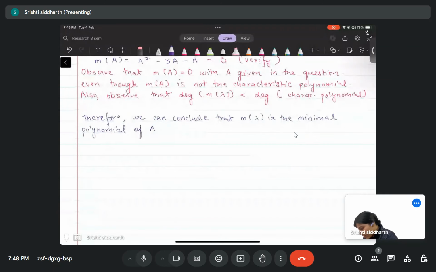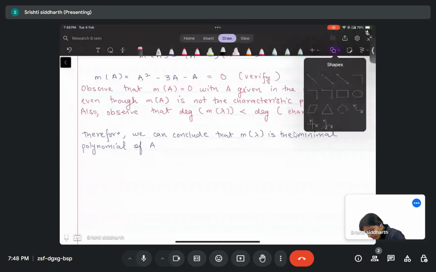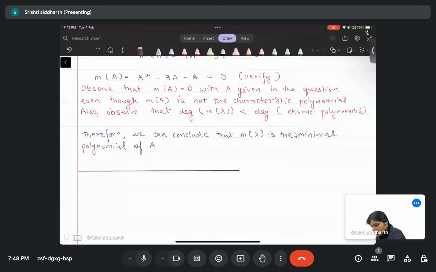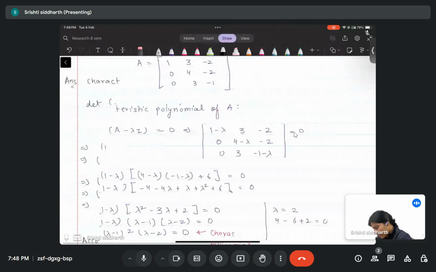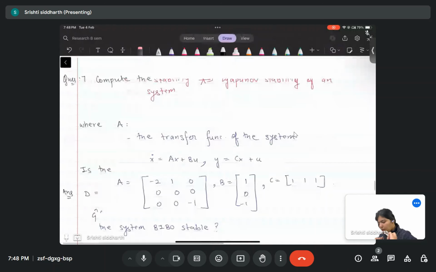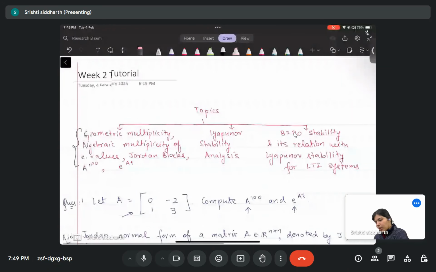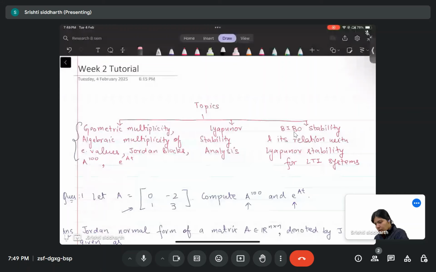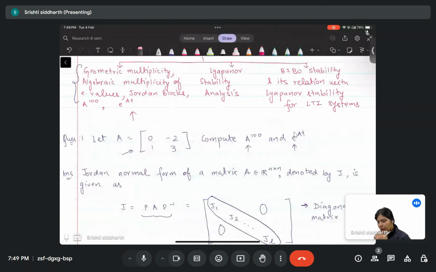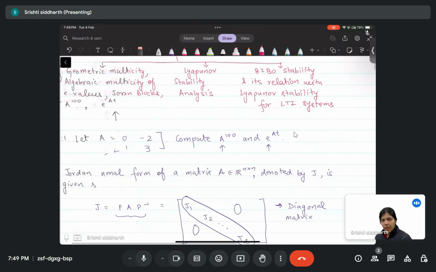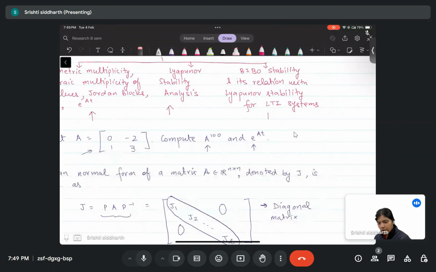Alright. So we did 9 questions today. That's it for this week's tutorial. So let's revise. We'll go to the top again. So we discussed 3 topics today. One was to compute the Jordan block, the Jordan normal form, the eigenvalues, the eigenvectors, and exponential and powers of A using Jordan form. Then we talked about Lagrange stability, and then finally we talked about BIBO stability and its relation with Lagrange stability for LTI systems.